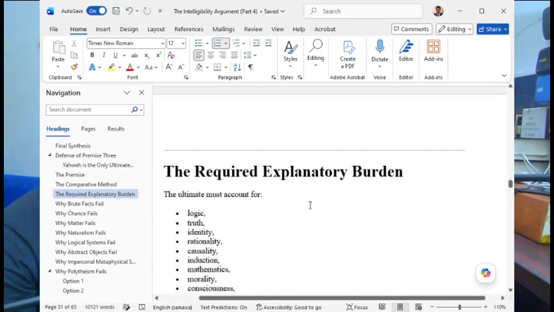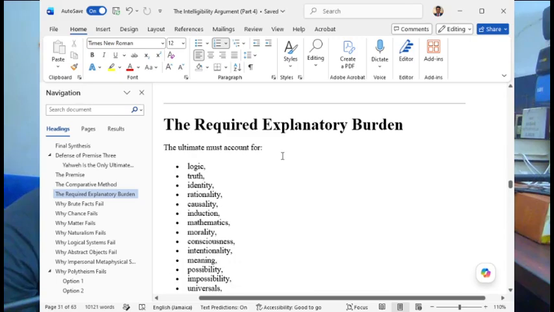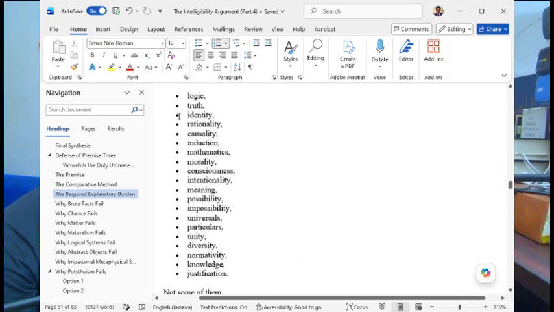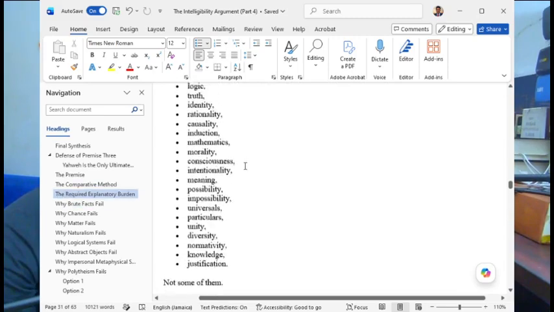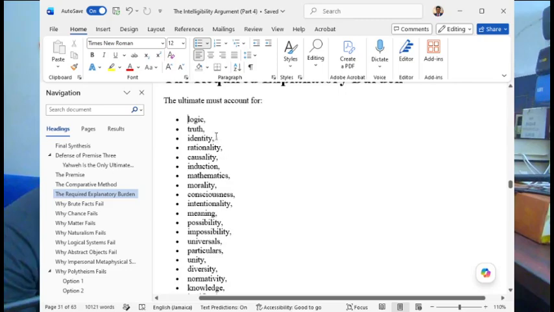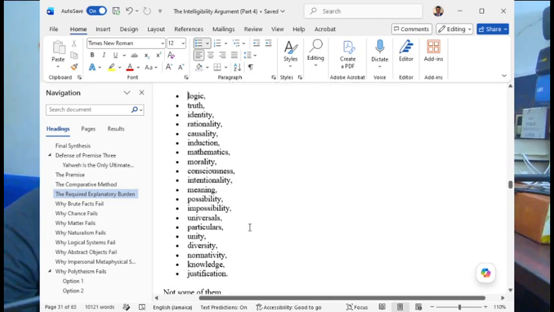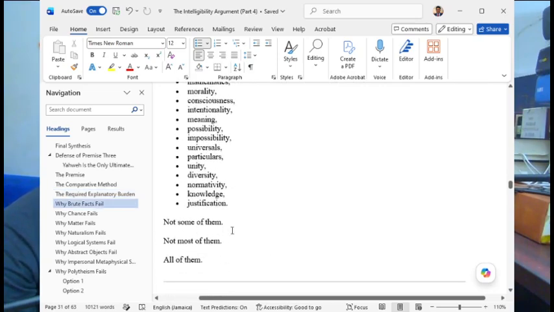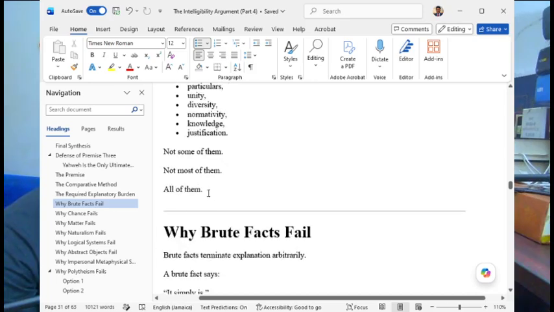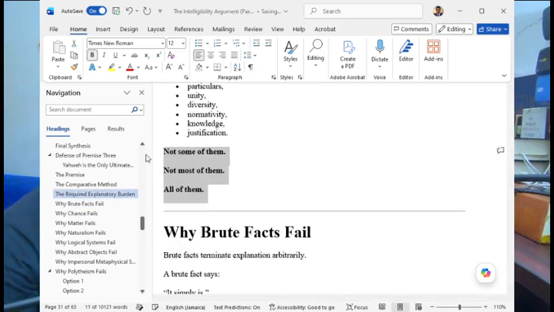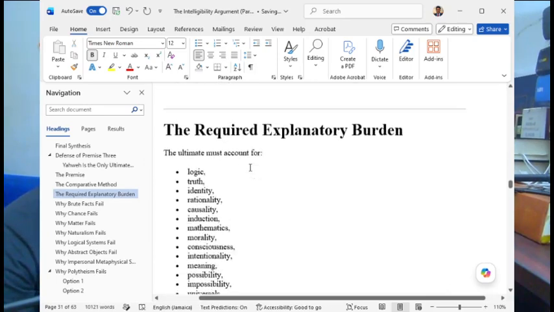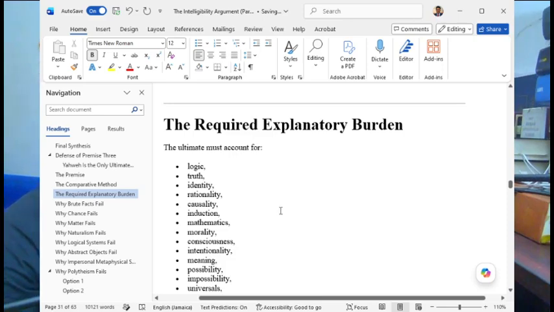So the required explanatory burden. The ultimate must account for logic, truth, identity, rationality, causality, induction, mathematics, morality, consciousness, intentionality, meaning, possibility, impossibility, universals, particulars, unity, diversity, normativity, knowledge, justification? Not some of them, not most of them, all of them. Can your ultimate account for all of them? That's a good question.